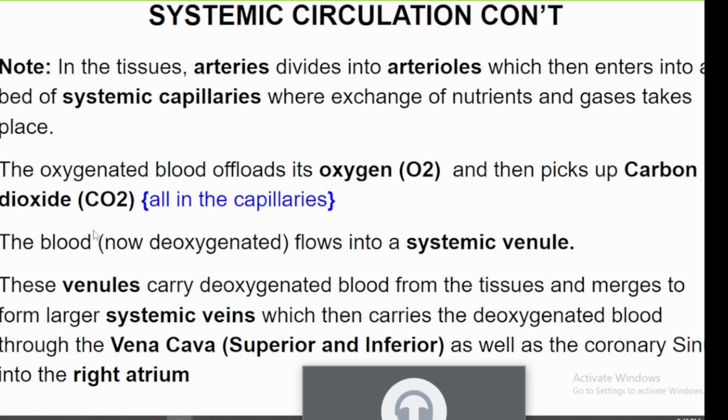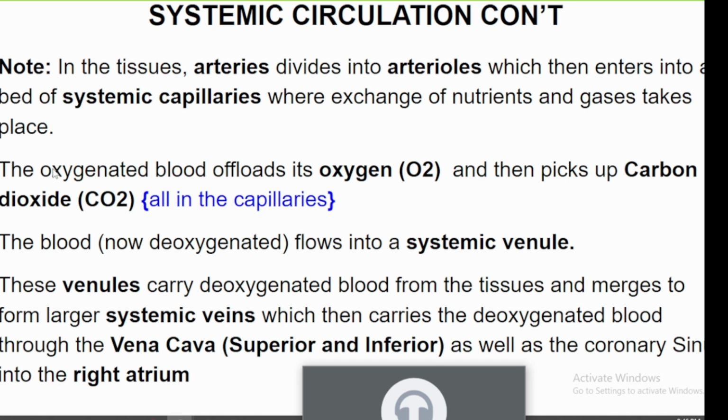So still in the capillaries, the oxygenated blood offloads its oxygen, and after it offloads the oxygen, it picks up carbon dioxide. So carbon dioxide is the next thing that it picks up because it is exchanging. So when you leave one, you have to carry one. You understand? So it has offloaded the oxygen and it picked up carbon dioxide.